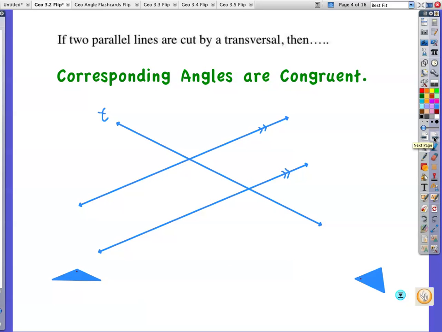If two parallel lines are cut by a transversal, and once again I'm going to point out you have to have parallel lines to make this work, then corresponding angles are congruent. So I have to look at my corresponding angles. Here is one, and this angle corresponds with this one right here. So they are congruent. I could move, let's see.